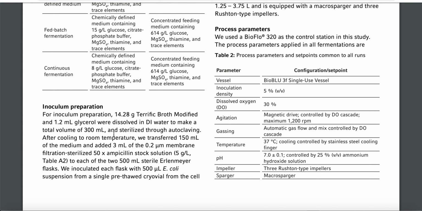For inoculum preparation, 14.28 grams terrific broth modified and 1.2 ml glycerol were dissolved in DI water to make a total volume of 300 ml and sterilized through autoclaving. After cooling to room temperature, we transferred 150 ml of the medium and added 3 ml of the 0.2 micrometer membrane filtration sterilized 50 times ampicillin stock solution to each of the two 500 ml sterile Erlenmeyer flasks.